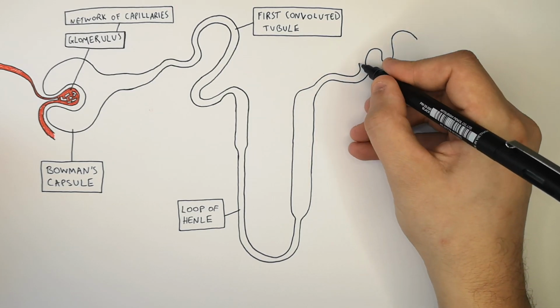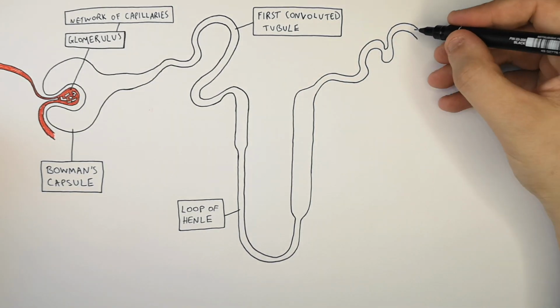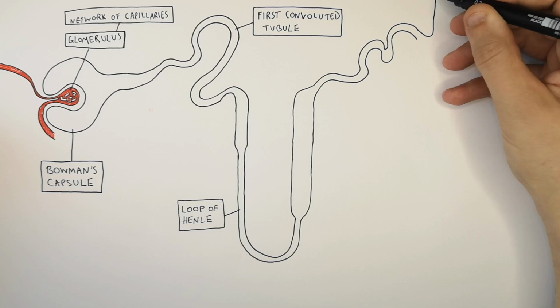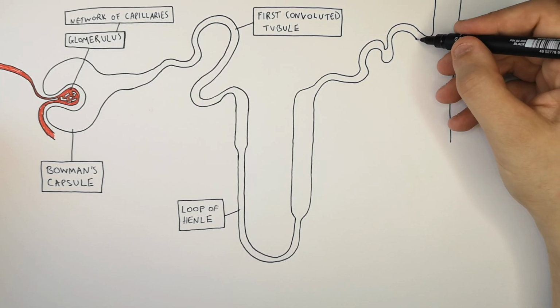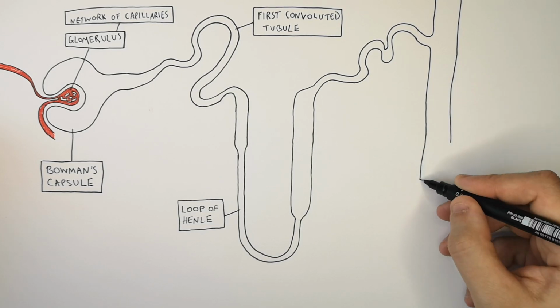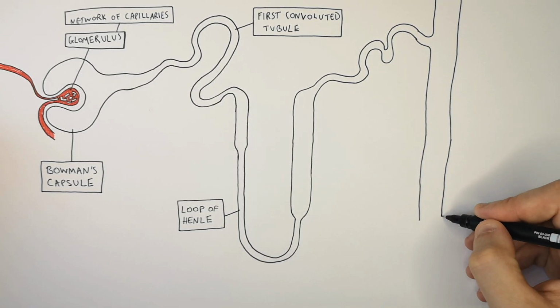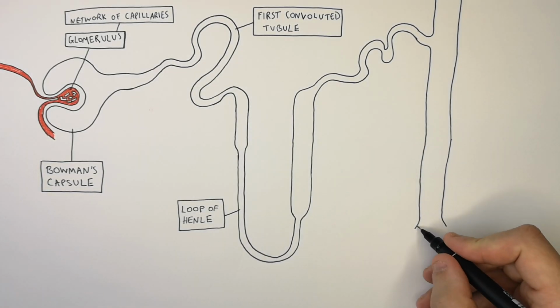This part of the nephron that I'm drawing is the second convoluted tubule. You do not need to know the function of the second convoluted tubule. The second convoluted tubule connects the loop of Henle to the collecting duct. So what I'm drawing now is the collecting duct inside the nephron, inside the kidney. This is now not drawn to scale.